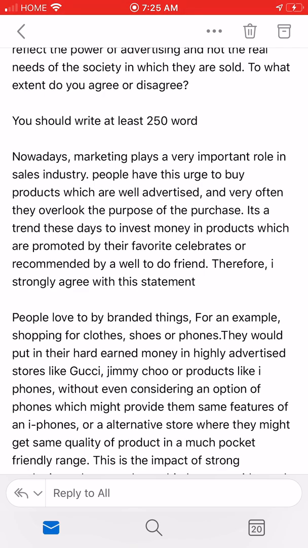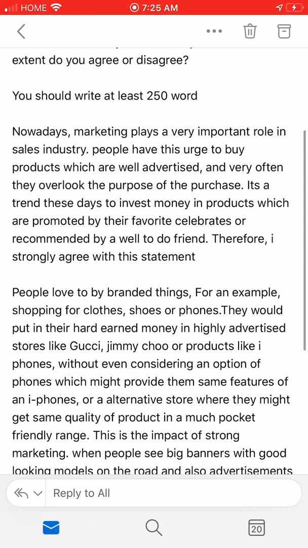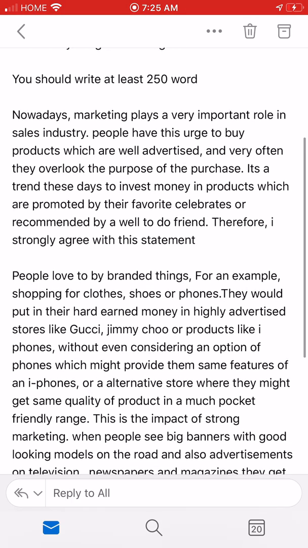All right, let's go to the next sentence. It's a trend nowadays. Do you see a mistake? I do, straight away. It is, so there should be an apostrophe or else write it in full. It is, it's not possessive. It's a trend these days to invest money in products which are promoted by their favorite celebrities. Do you see a mistake? I do. Celebrity spelling error, or recommended by a well-to-do friend. Therefore I strongly agree with the statement. I capital. So guys, do you see the number of errors, issues here? So many. So in introduction, although she conveyed her message, she could not write it in a good way.